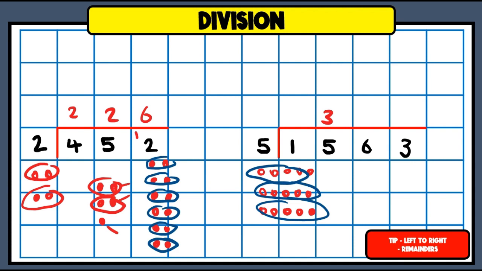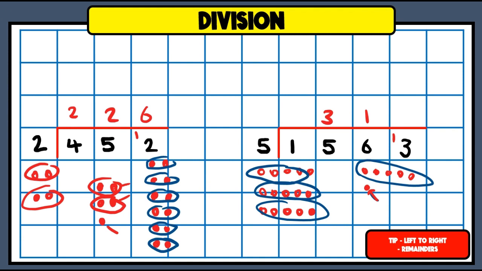Okay, next. How many times does 5 go into 6? Let's have a look, shall we? 1, 2, 3, 4, 5, 6. Nice and easy. Let's group it together. It goes in 1 with a remainder of 1. So how many times does 5 go into 6? Once with a remainder of 1.